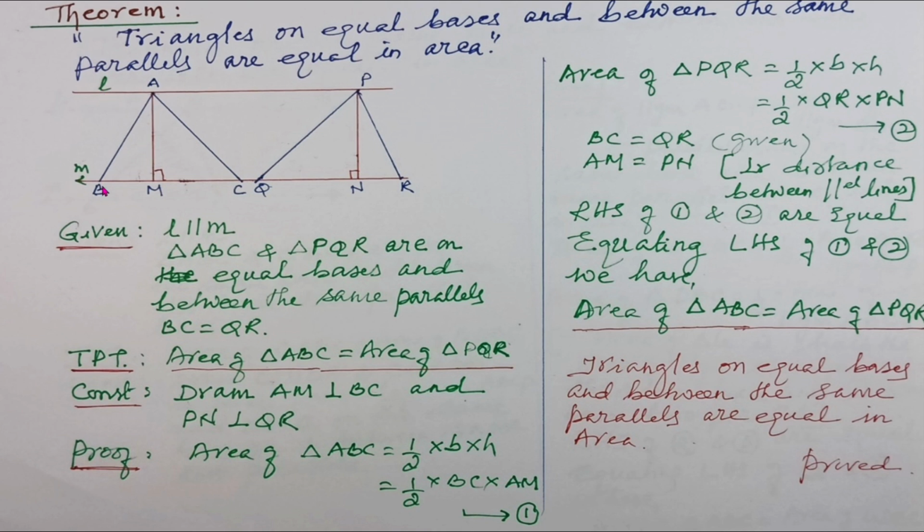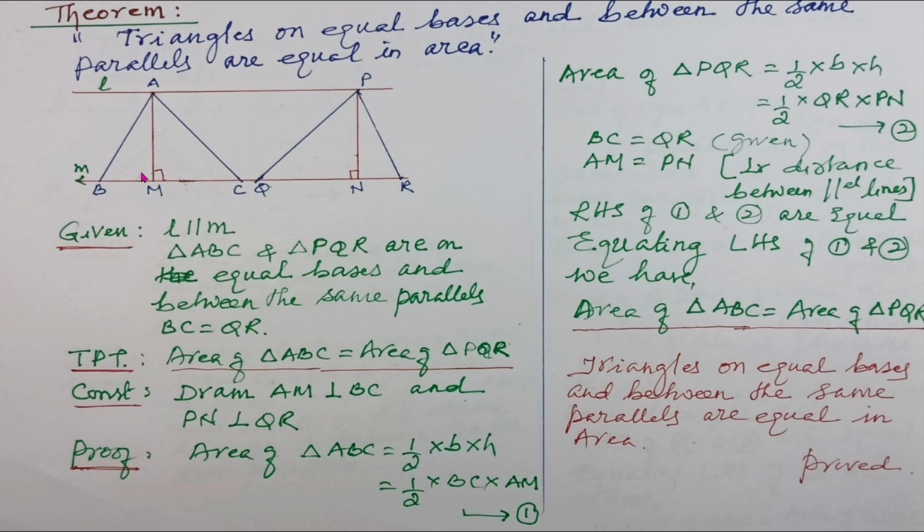We have two parallel lines L and M, that is, the lines L and M are parallel to each other. We have a triangle ABC and a triangle PQR, both standing on equal bases, that is BC and QR, that means BC is equal to QR. Now we have to prove that the areas of triangle ABC and triangle PQR are equal. So let us understand how to prove it. Given L is parallel to M, triangle ABC and triangle PQR are on equal bases and between the same parallel lines L and M, that means BC is equal to QR. Now to prove that the area of triangle ABC is equal to the area of triangle PQR.